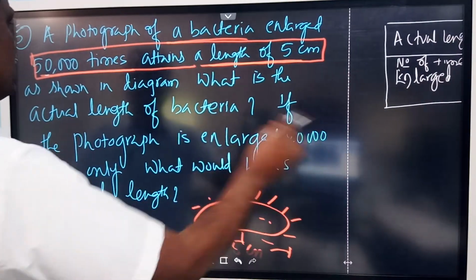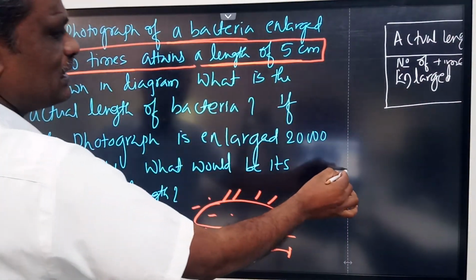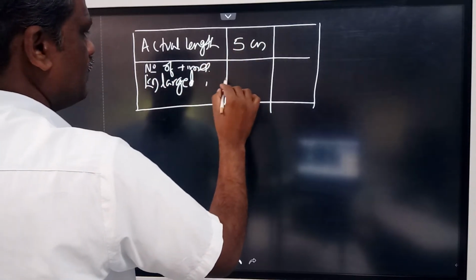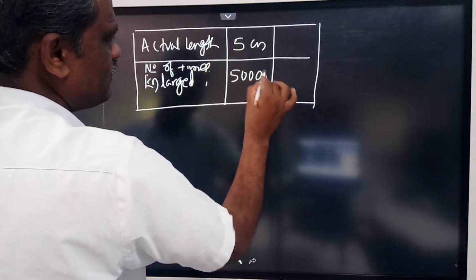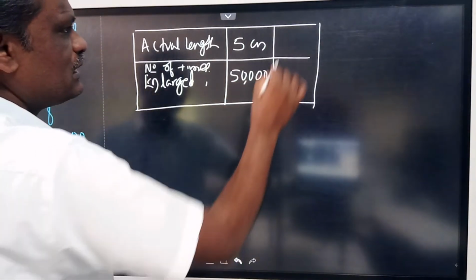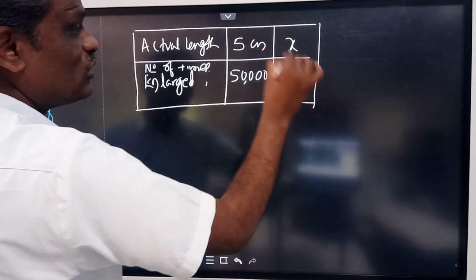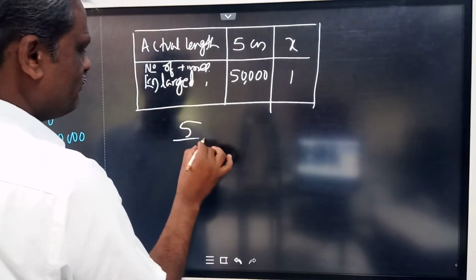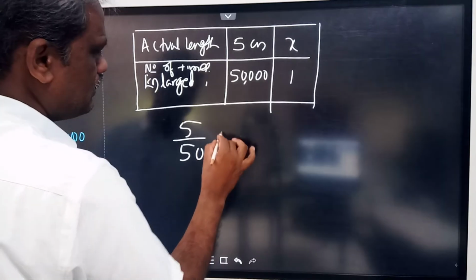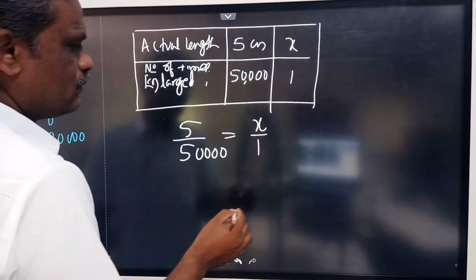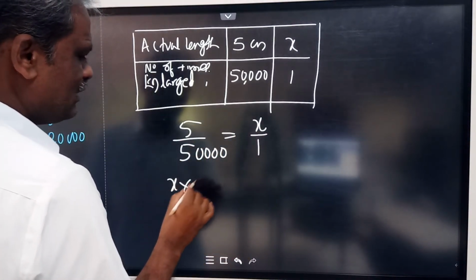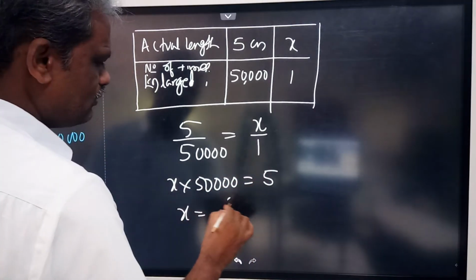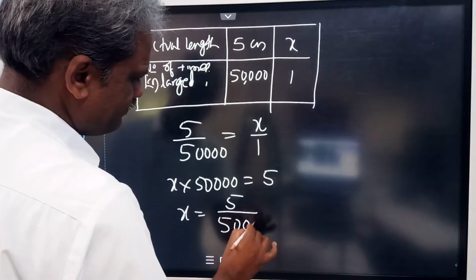See here, it is given 50,000 times means 5 cm. So 5 cm when it is enlarged to 50,000 times. What is its actual length when it is enlarged only one time? So now you can simplify this one. 5 by 50,000 is equal to x by 1. Cross multiply, x into 50,000 is equal to 5. x is equal to 5 by 50,000.